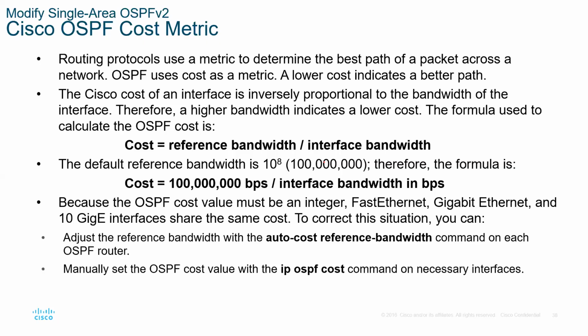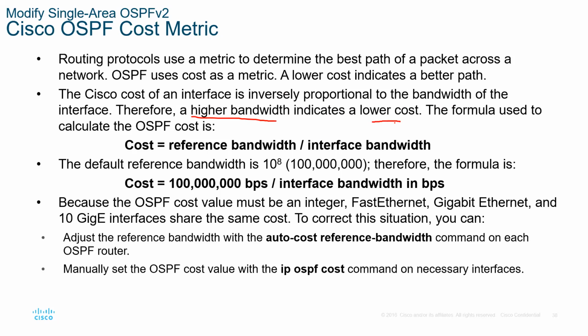Cisco OSPF cost metric. Routing protocols use a metric to determine the best path of a packet across the network. OSPF uses cost as a metric, so a lower cost indicates a better path. The Cisco cost of an interface is inversely proportional to the bandwidth of the interface. Therefore, the higher the bandwidth, the lower the cost.